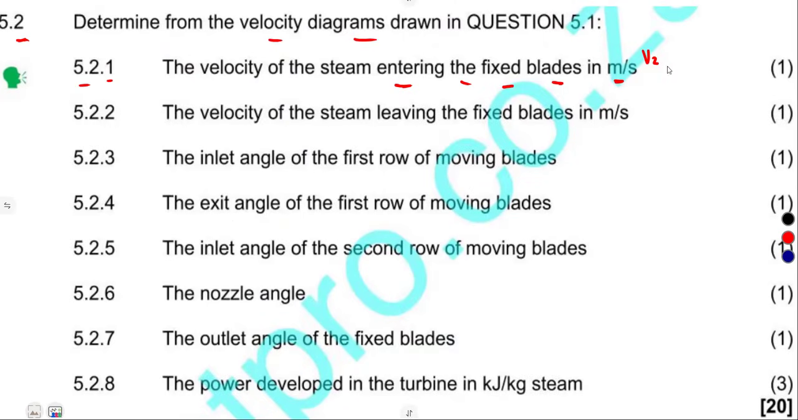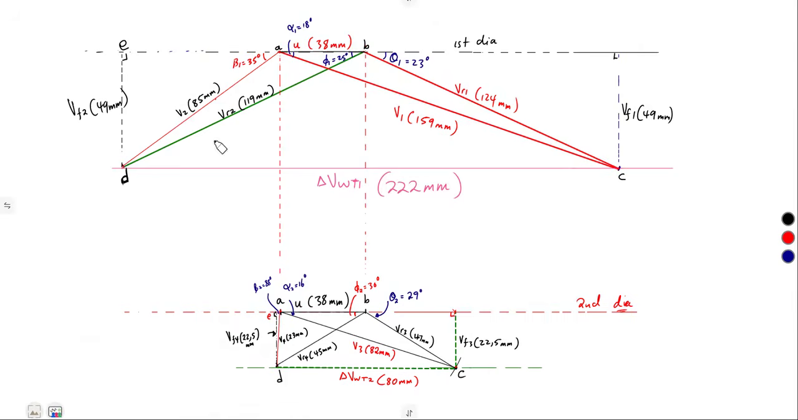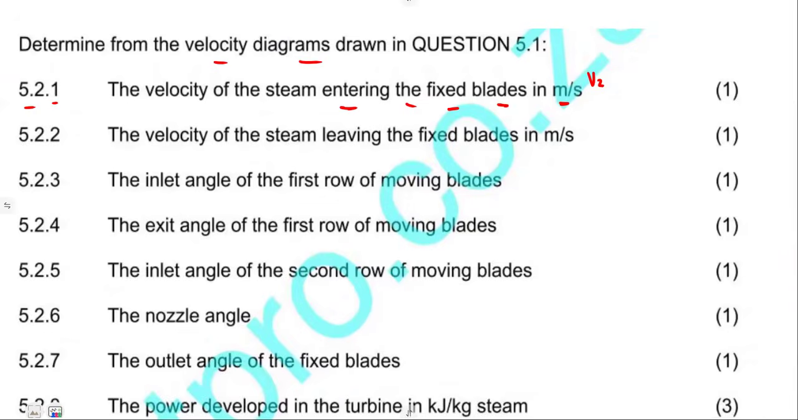So our V2, we already have that 85 what? Millimeters. Then use the scale, multiply by the scale. So that's going to be simply 85 times 4. Remember, 1 millimeter to what? 4 meters per second. They want it in meters per second. So that was going to be 340 meters per second. Use what you obtained, guys, all right?